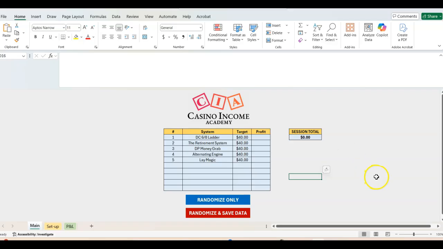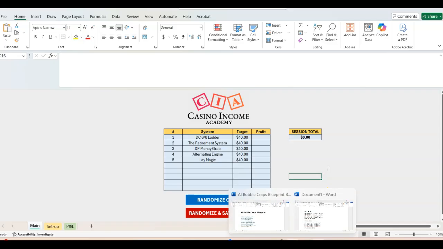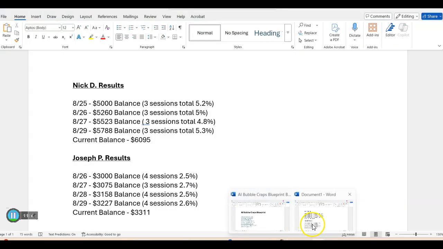Now, let's keep rolling. I promised you updates from people that got AI Bubblecraps Blueprint. I did one the other day showing you guys what the feedback was and a little bit of what these people have been doing so far. So I got 2 more back, and they sent me a whole bunch of notes on what they were making and what was going on, and I consolidated them. So I want to show you this.